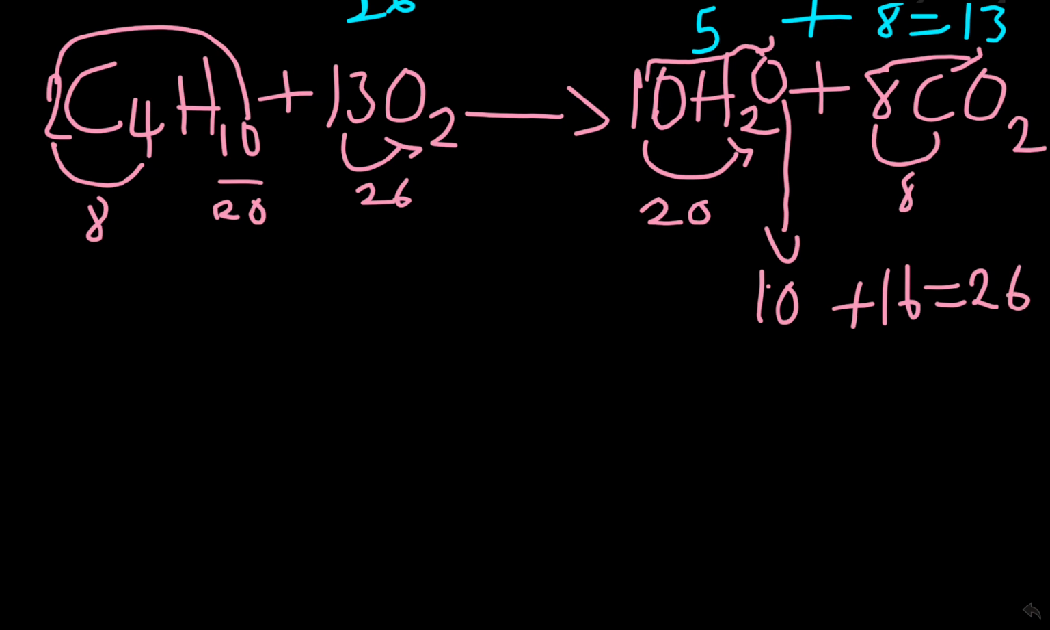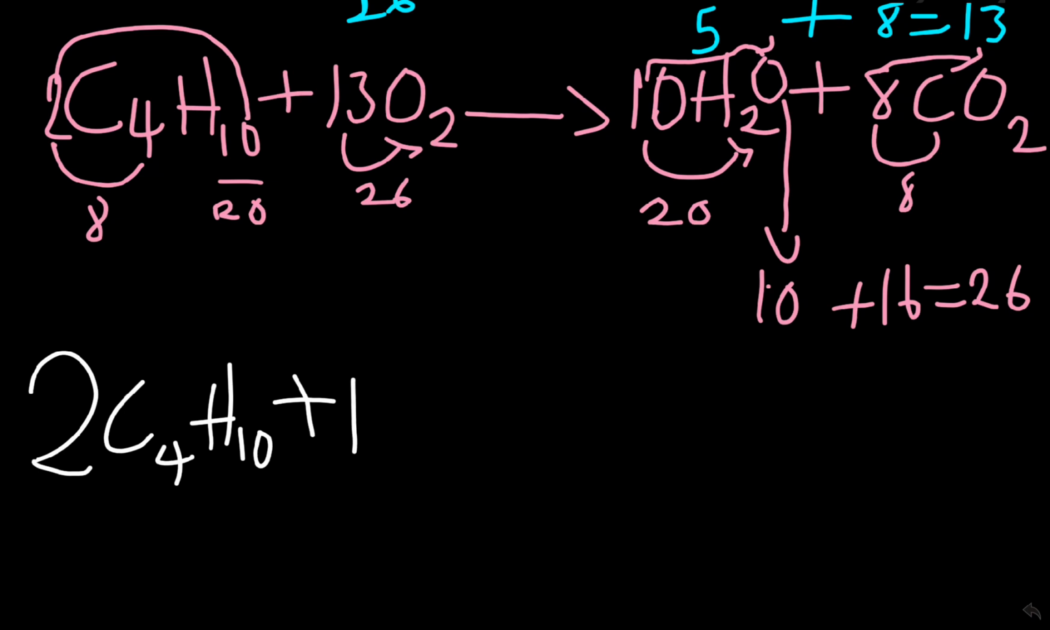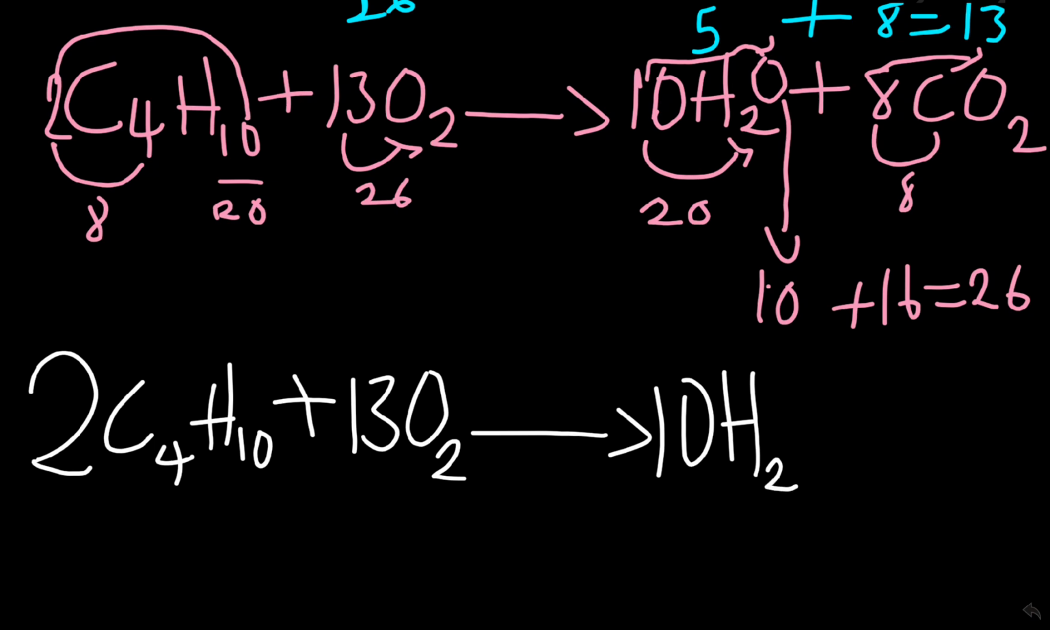So our balanced equation is 2C4H10 plus 13O2 on the reactant side. Then on the product side, 10H2O plus 8CO2. And like this, your equation is balanced.